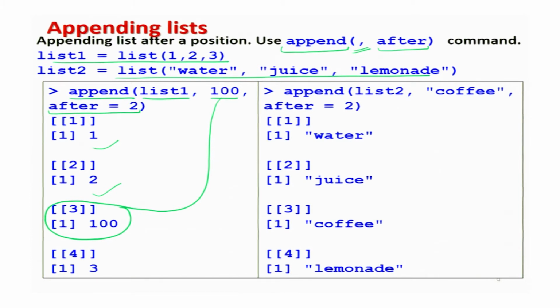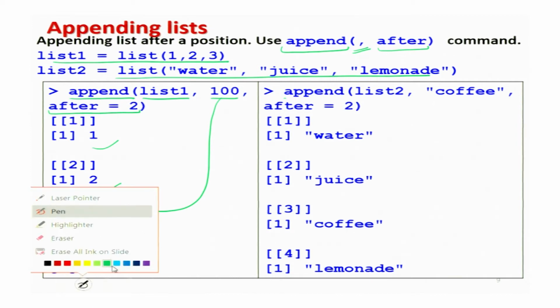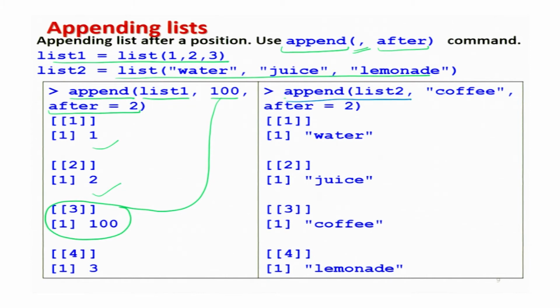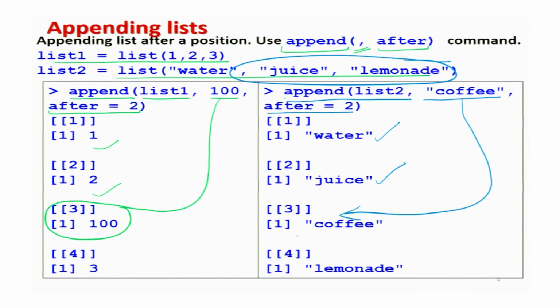And similarly, if you want to add coffee after 2, you give the command append, list 2, then coffee, and then after equal to 2, AFTER is equal to 2. So you can see the first element is water, then the second element is juice, and the third element in the list was lemonade, but now coffee has entered after the second position, and the lemonade is now shifted to the 4th position.